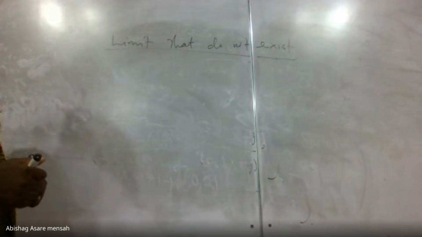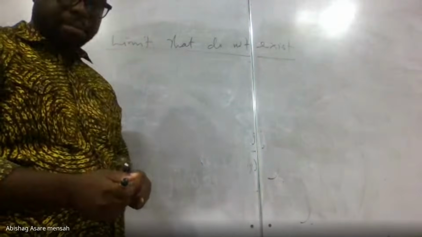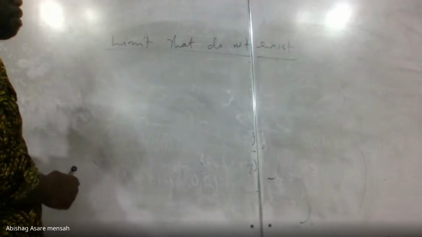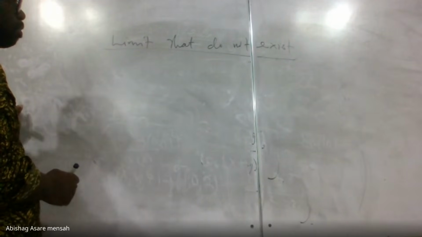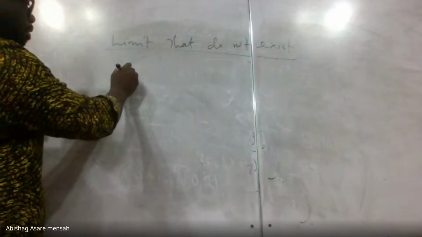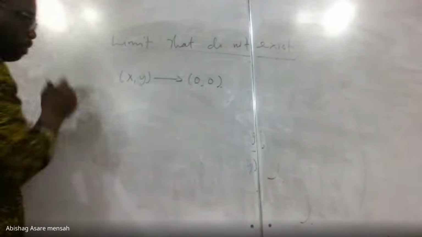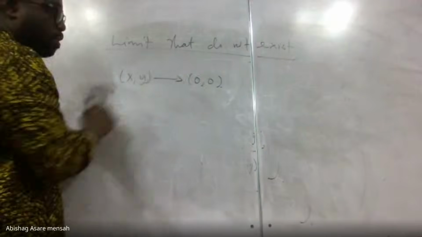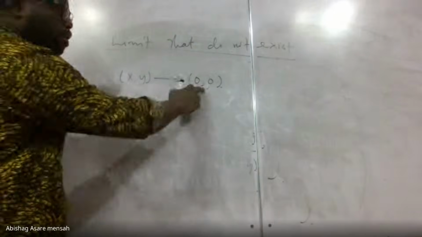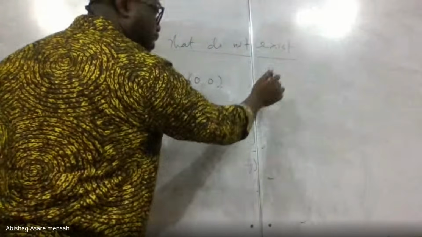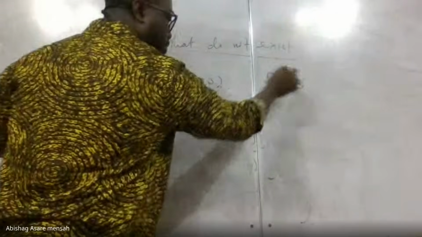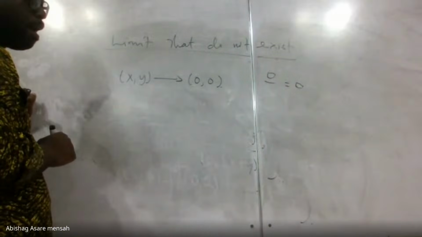So to test for limits that do not exist, please note this. When the function is given to you, you look at the limit as x moves to 0 and y moves to 0. If you put 0, 0 inside, that gives you 0 over 0, or the numerator 0 over something, and it's equal to 0. What do you have to do?